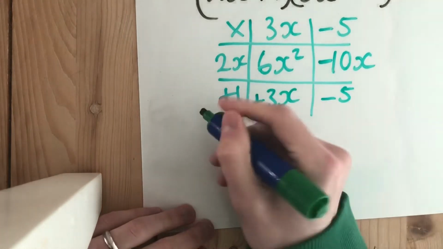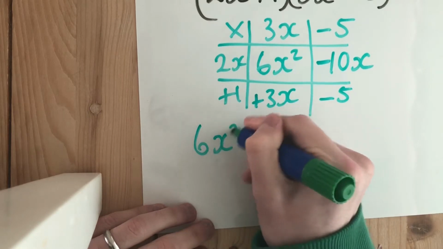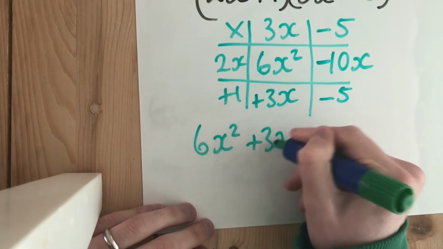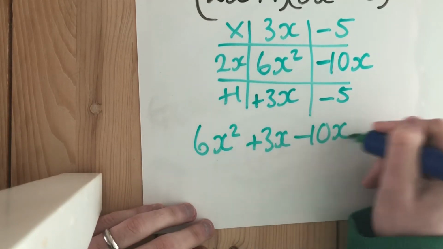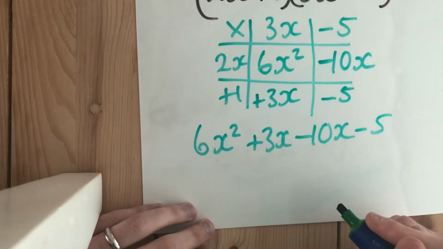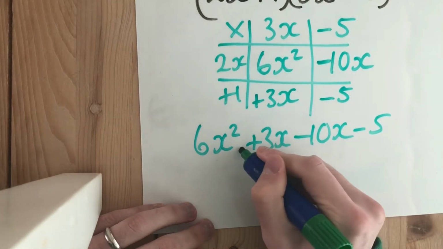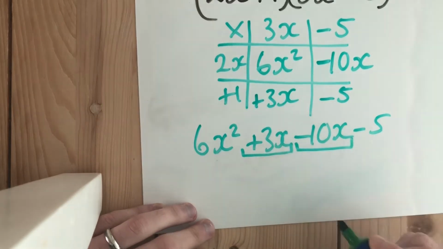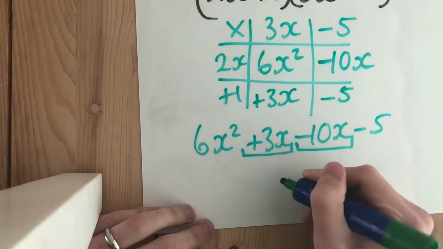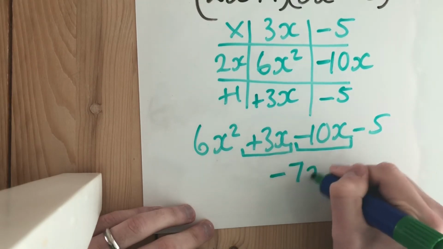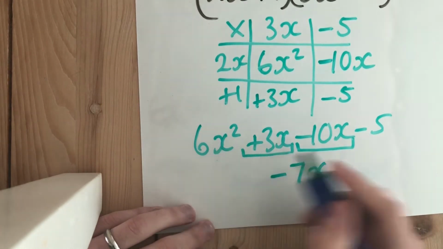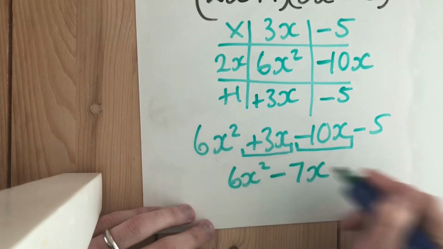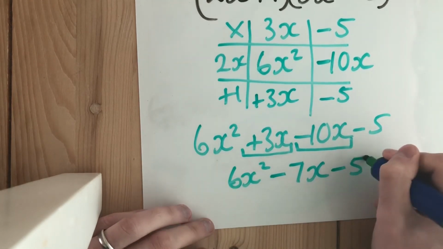Again, same method as before. I write out the 4 answers I've just attained. And again, I'm looking for like terms. I've got a plus 3x and I've got a subtract 10x. We'll collect those together. It leaves me with negative 7x. I've still got my 6x squared. I've still got my negative 5. And we're done.